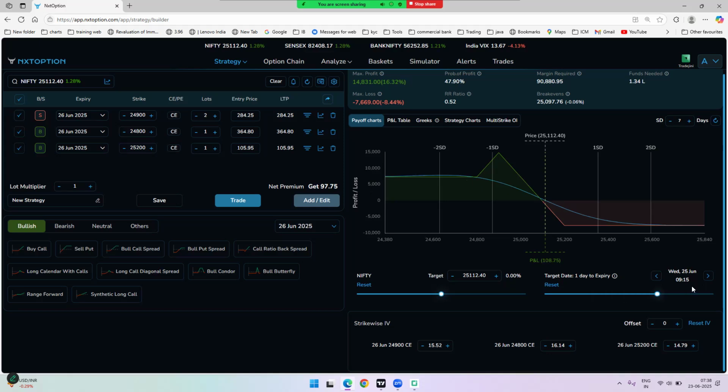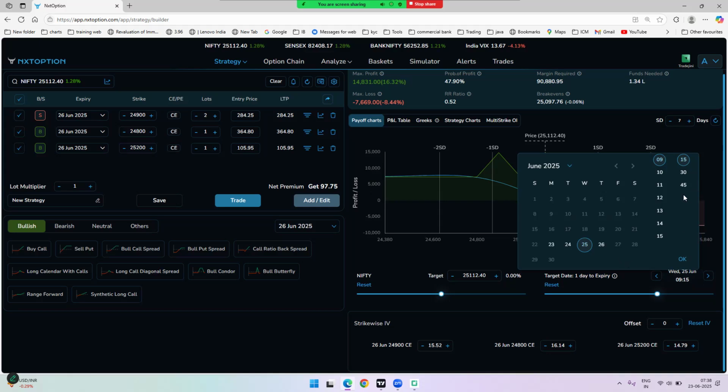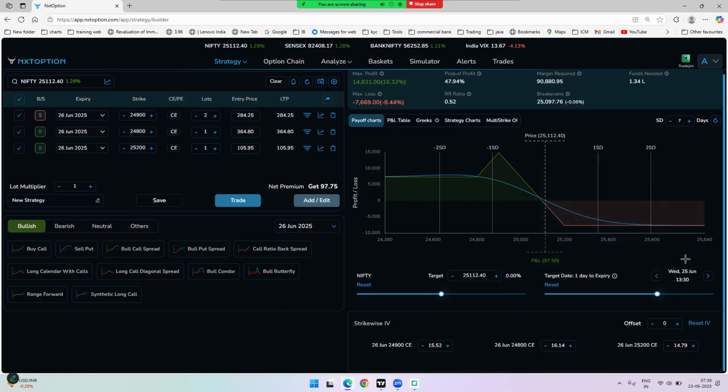Okay. Wednesday evening. You can see here Wednesday somewhere around 1:30, I hold the position till then because after that I don't want to take chances. And let's say the market closes at 24,800. So you can see how much profit you would be making.